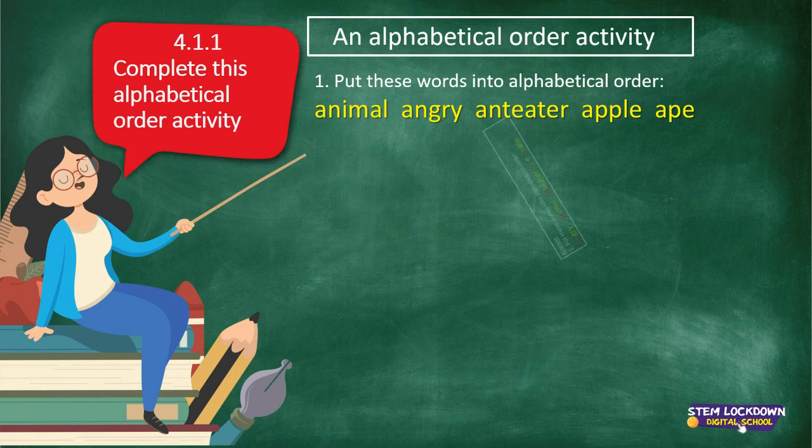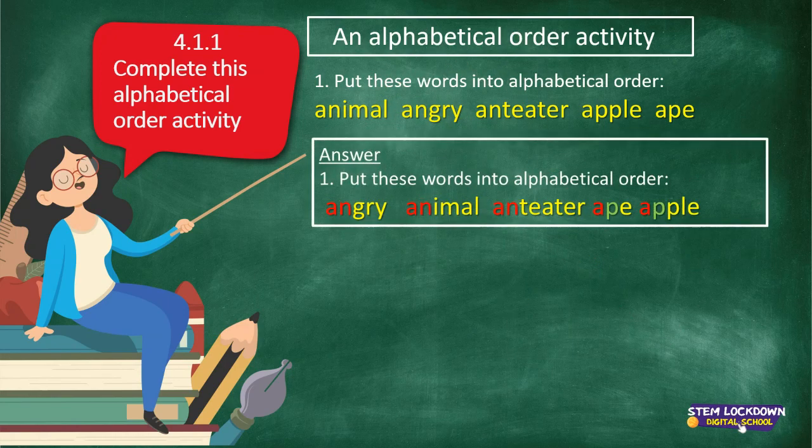Okay, let's mark that one. So first of all, three of the letters start with A, N. So angry, then animal, then anteater. Then the next two letters have the P: ape, and apple. So if you got all five of those in the right order, it's 1 mark.